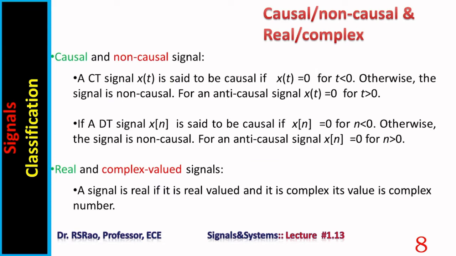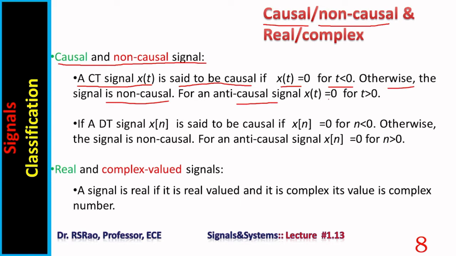Another classification of signals is into causal and non-causal. What is causal and non-causal signal classification? A CT signal x of t is said to be causal, note, it is not casual, it is causal, if x of t is 0 for t less than 0. Otherwise, the signal is non-causal. For an anti-causal signal, x of t is 0 for t more than 0.